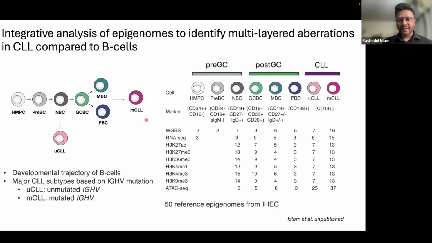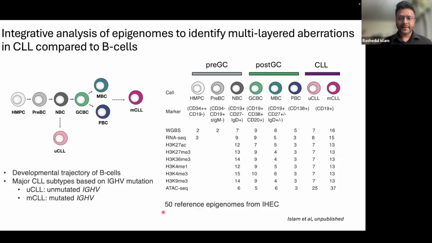So to study all these cellular subtypes, we have collected data from IHEC. This is called reference epigenomic data that has all six histone marks, an accessibility mark, gene expression by RNA-seq, and whole genome bisulfite for DNA methylation. This is a large amount of data. 50 reference epigenomes is big data, and this is one of the largest studies in B cell and CLL. So we developed technologies and pipelines to analyze those data.